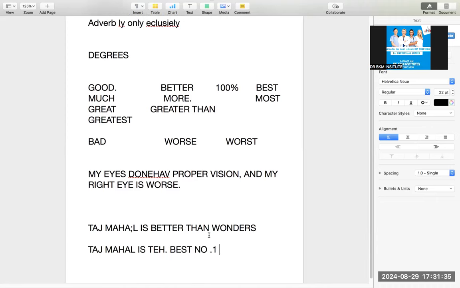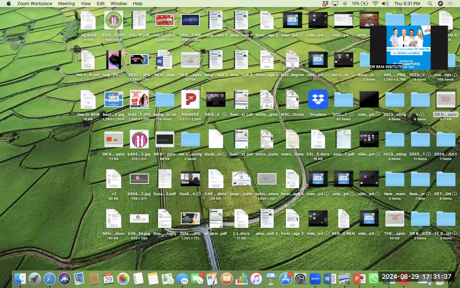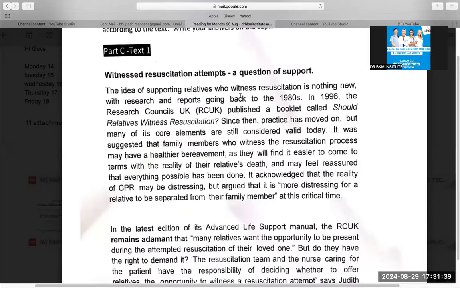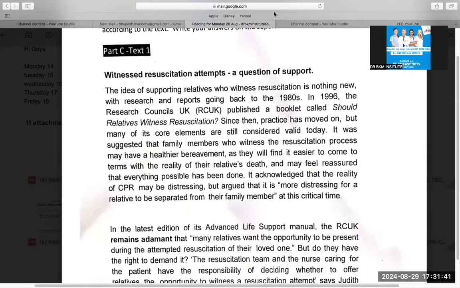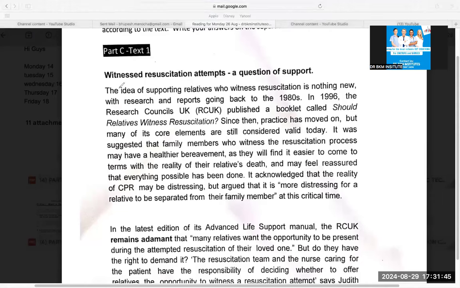Now, after knowing this knowledge, let's go to this paragraph where everything started from. Now I will teach grammar and this both. In the OET exam, obviously you have to be fast, so I will read it fast. You can listen to the recording again if you by chance do not understand. The idea of supporting who witness. Witness means first form, means present. Please understand this is present.